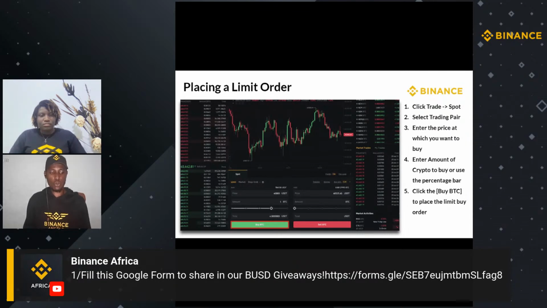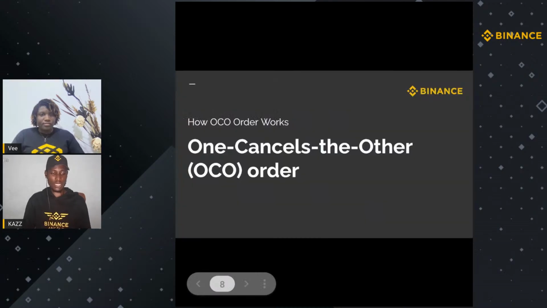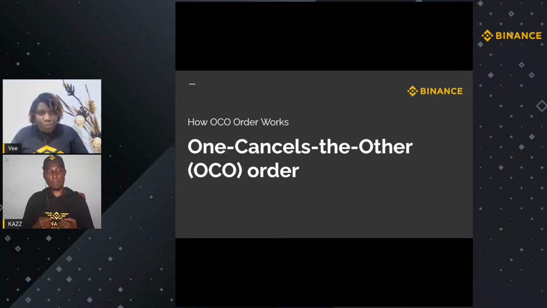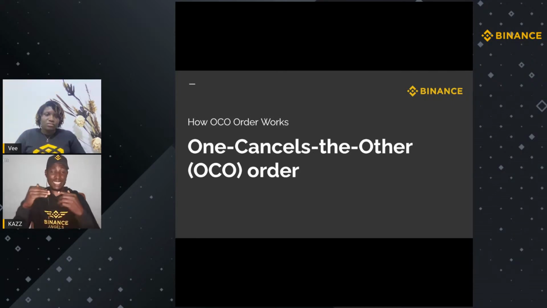So let's move on to OCO. OCO is the next order type that I will be looking at, which is one cancels the other. This OCO order might be a bit complex for newbies, but it's actually very easy. It just creates an avenue for you to set two types of orders at the same time. Suppose BNB is trading now at 510 BUSD and its resistance is around 540 BUSD.